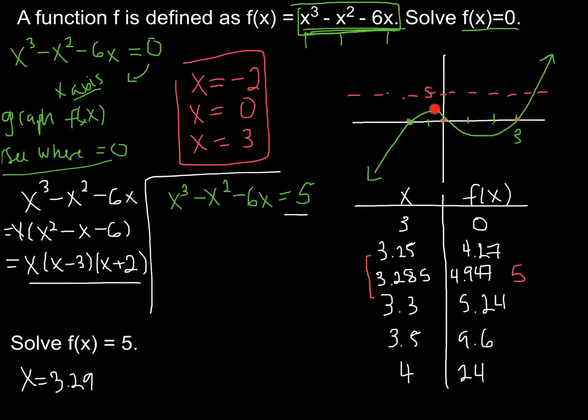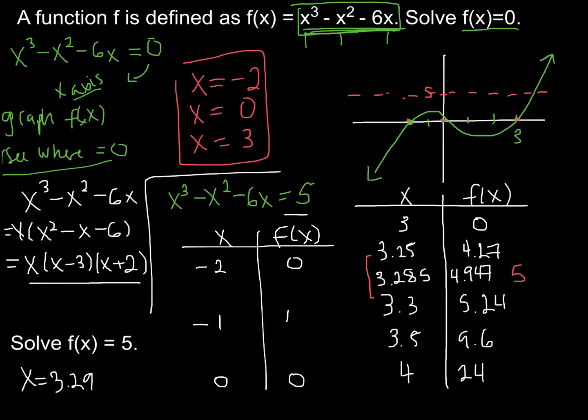We didn't check between -2 and 0. So we can go ahead and make another table here. Here's x, here's f of x. And we want to know, at -2 it's -2, and at 0 it's 0. So somewhere in between here will I be able to reach 5. I want you to try this on your own. Try some values. Perhaps start with plugging in -1. And when you plug in -1, you're going to find that you get 4, right? -1 cubed minus -1 squared minus 6 times -1, you're going to get 4, okay?